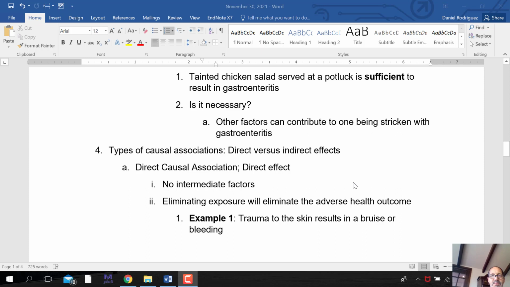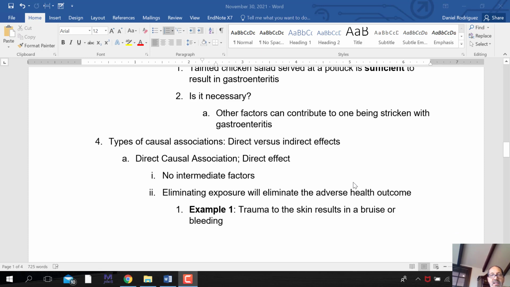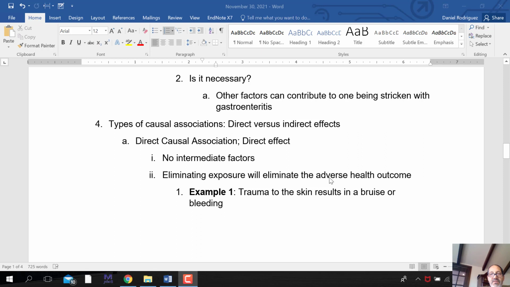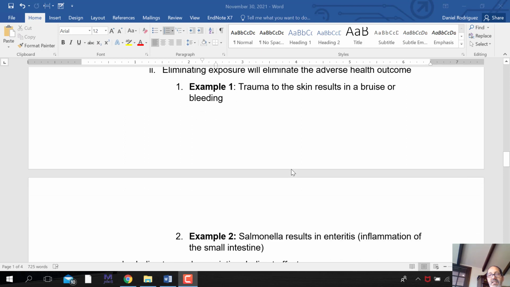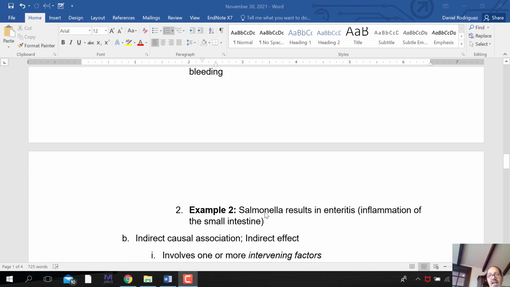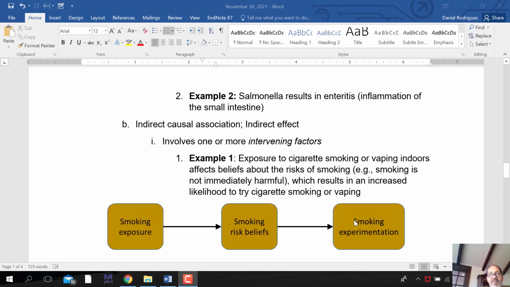Now, we talked about this before, but it's worth repeating since we're dealing with it here. A couple of things we've discussed before: different types of causal relations. We have direct and indirect causal relations. When there's a direct causal association, also known as a direct effect, we have no mediating mechanisms or intermediate factors. So again, eliminating exposure will eliminate the adverse health outcome. But here's an example. Trauma to one's skin, like somebody hits you, results in a bruise or bleeding. So that's a direct causal association. Salmonella results in enteritis. Those are direct. There's nothing intermediate.